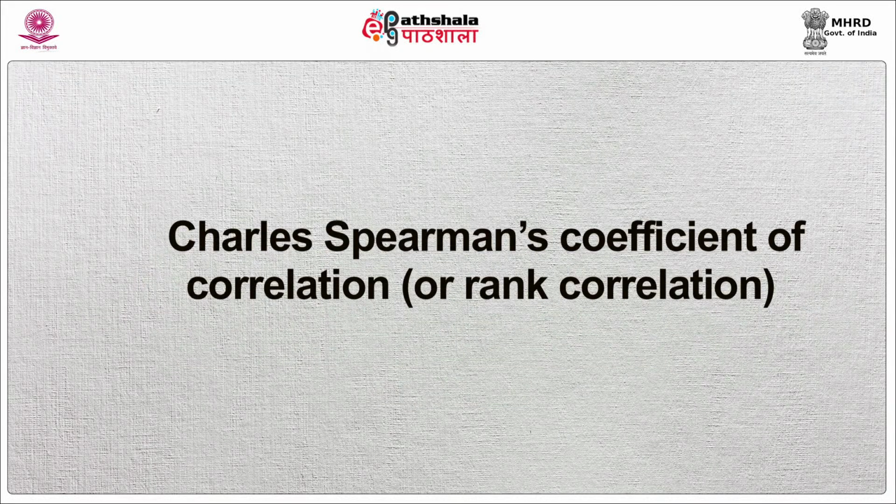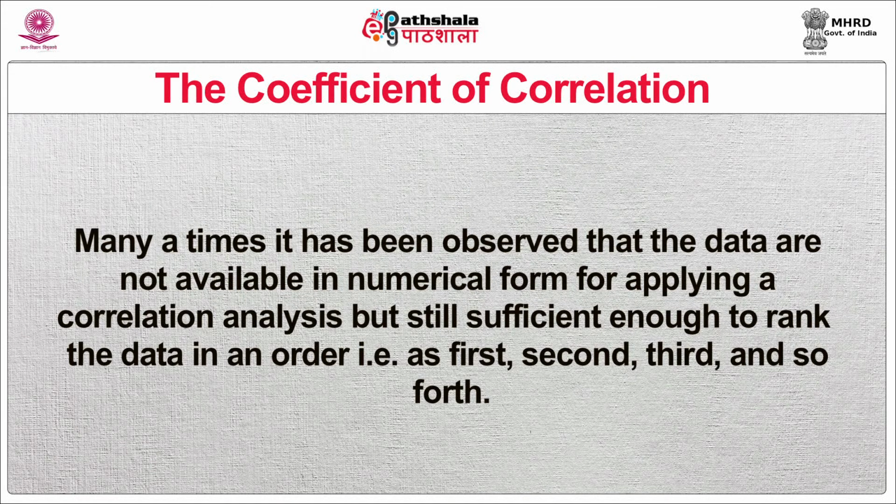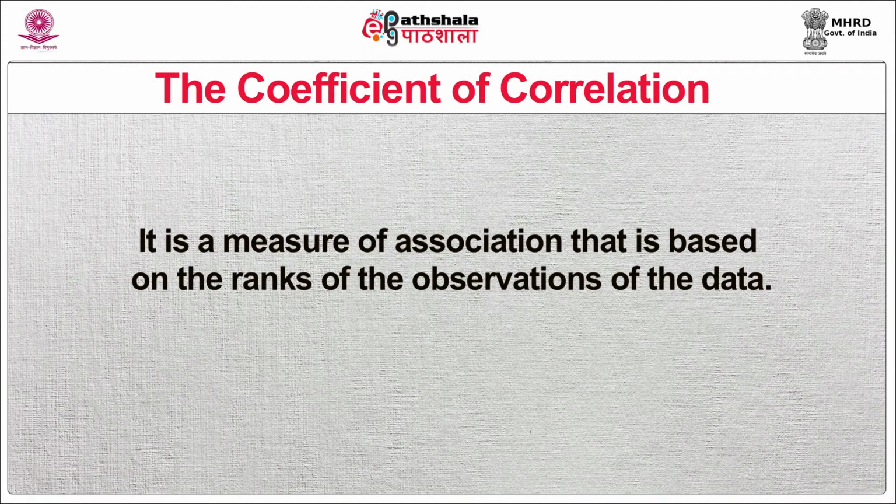The next is Charles Spearman's coefficient of correlation, also named rank correlation. Many times it has been observed that the data are not available in numerical form for applying a correlation analysis, but are still sufficient to rank the data in an order, that is first, second, third and so on. In such a situation, the rank correlation method comes to the rescue and becomes the most appropriate method. It is a measure of association that is based on the ranks of the observations of the data.